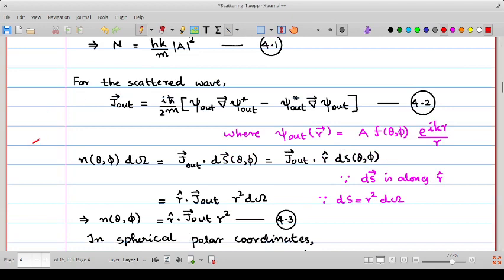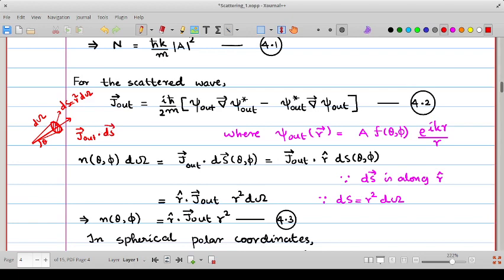So this scattered wave is moving radially outwards in a particular direction theta and phi, and the number of particles that is scattered into a solid angle, say d omega, is given by, at a particular distance r away from the scattering center, and all these particles have to go through an area of cross section dS, which is given by r square times d omega. And the number of particles that is flowing through an area dS per unit time is given by J out dot dS.